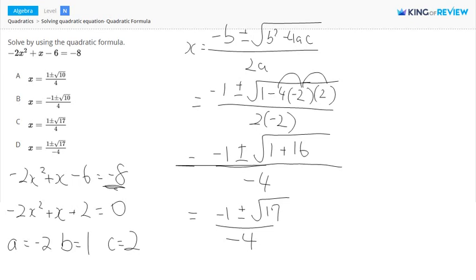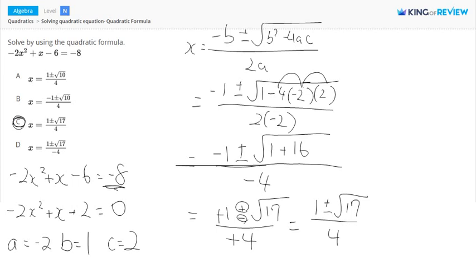We can actually simplify this a little bit. We can take away our negatives. So we can make this positive and that positive, and this positive is going to turn into a negative, that negative is going to turn into a positive, and that's why it's going to stay plus or minus, and it's going to say 1 plus or minus square root of 17 over 4. So the answer is going to be C.